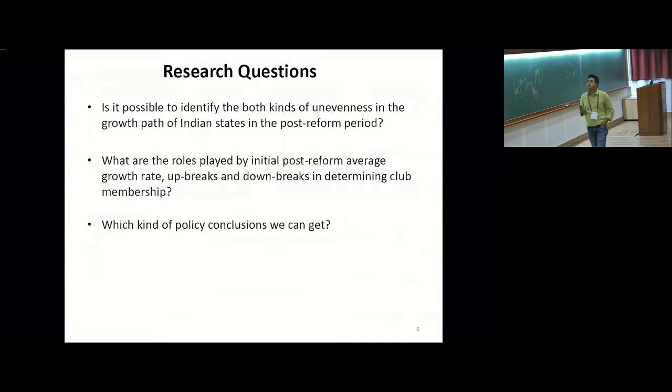So the research question that I'm considering here is: is it possible to identify both kinds of unevenness in the growth path of Indian states in the post-reform period? Then, what are the roles played by the initial post-reform average growth rate, and upbreaks or downbreaks? These upbreaks are growth accelerations and downbreaks are growth decelerations, in determining club convergence or club membership, and which kind of policy conclusion can we get from that.